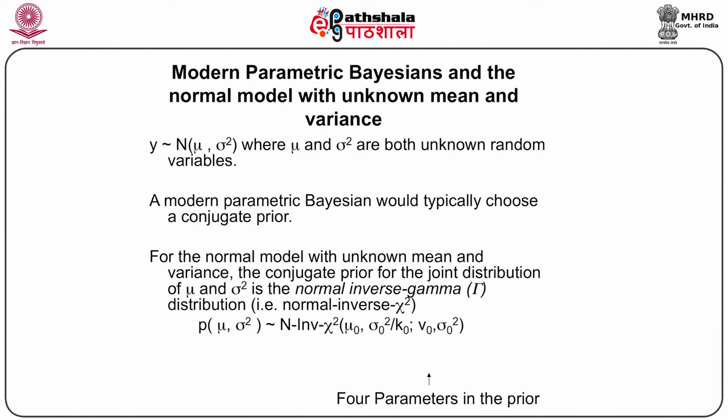So we'll talk further about the modern parametric Bayesian and the normal model. So again, we have y is normal mu, sigma square, with sigma square and mu both unknown, and what prior distribution would a modern parametric Bayesian choose to satisfy the demands of convenience? What if we use the definition of conditional probability? So P of mu, sigma square, the joint distribution, is the product of P of mu given sigma square times P of sigma square.